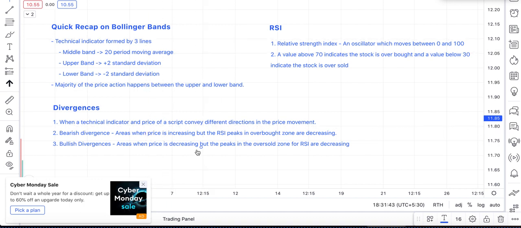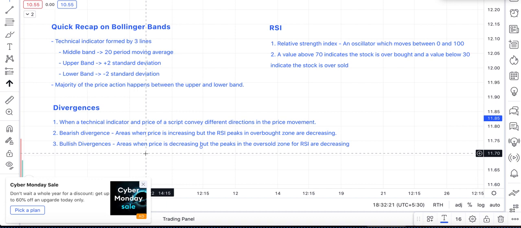So what we mean is that it can happen that the price of a stock is increasing, but the technical indicator shows some weakness, some loss in momentum, which indicates that there might be a price reversal. It can be two types, a bearish divergence or a bullish divergence. In case of a bearish divergence, you would see the price rising and the indicator losing momentum. In case of bullish divergence, you will see the price decreasing, and again the RSI or any other indicator would point in the other direction.